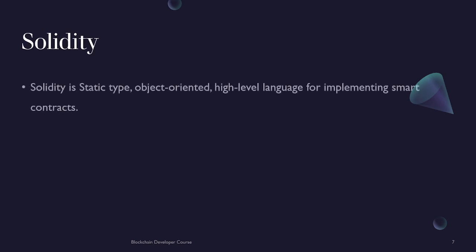The first thing that in every documentation site or every blog that you may read about Solidity, you will see they say that Solidity is a static type language. It's object oriented. It's a high level language, and we use it for implementing smart contracts. Let's see what we mean by static type.